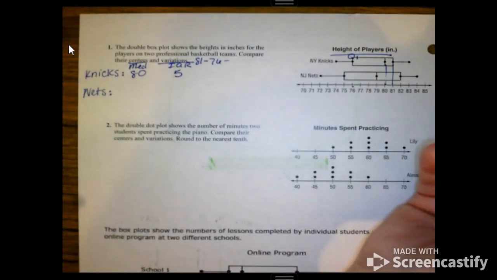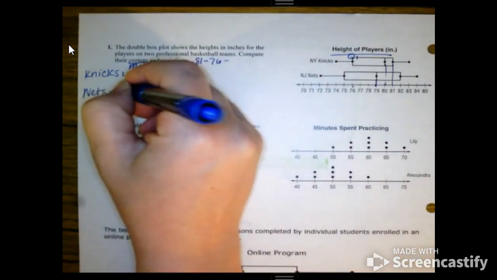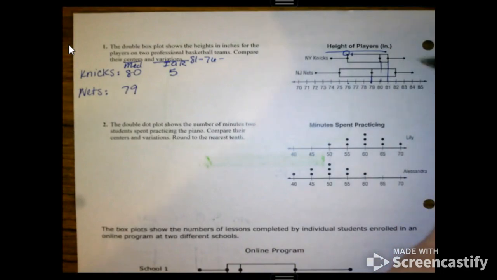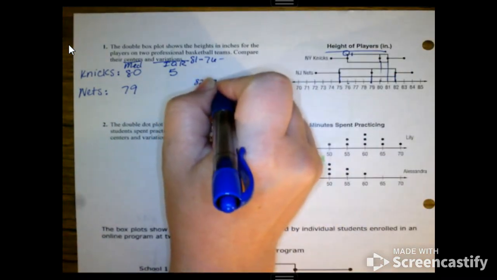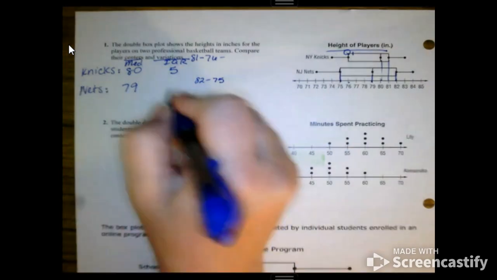Okay, for the Nets, what is my median value? 79. My Q1 for the Nets is 75, and my Q3 is 82. What's 82 minus 75? 7.